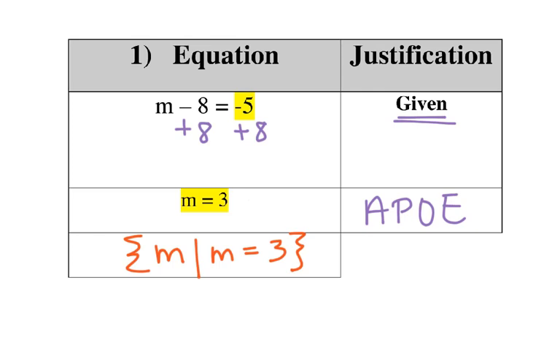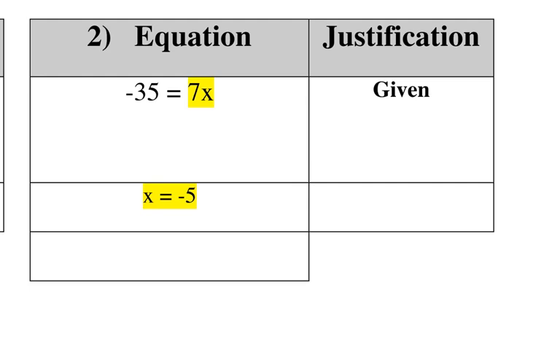Okay, let's go to number 2. Okay, this equation, negative 35 equals 7x. You're going to need to write that part on your paper because you don't have that on your paper. And then I'm telling you that the answer is x equals negative 5. So your job is to figure out how do we get that? What's the justification? So look at the equation.